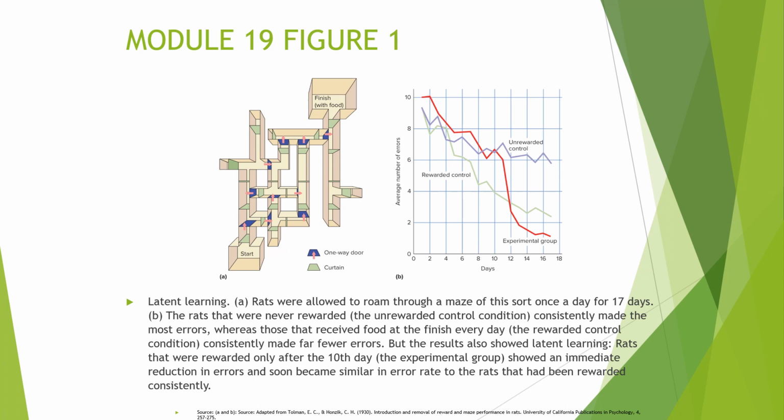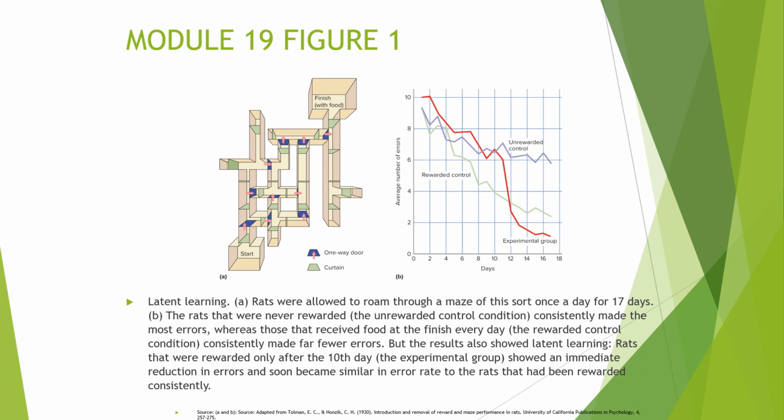So you can see in letter A, here is this very intricate maze, right? Here's the start, and here is the finish with food. You can see that there's a curtain in some places, and a one-way door with others. So they may go through, but they can't go back. Okay? So there's a curtain and there's a one-way door.